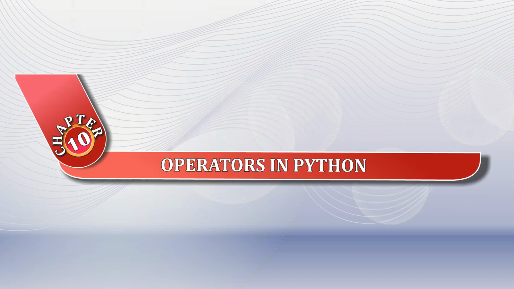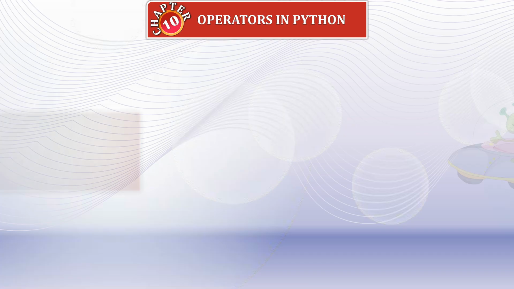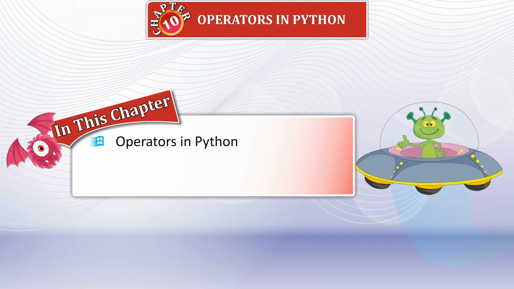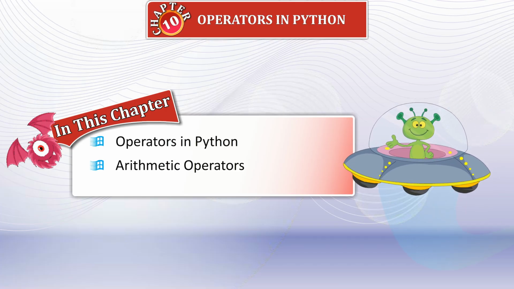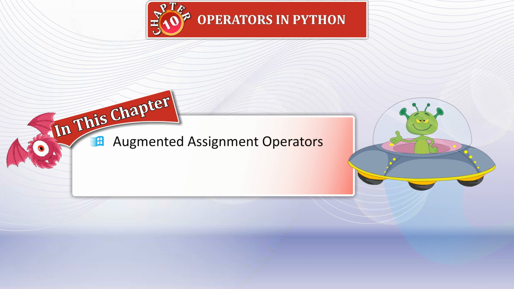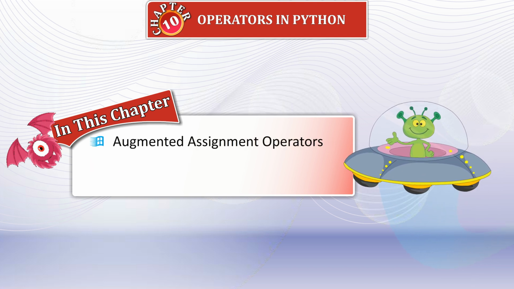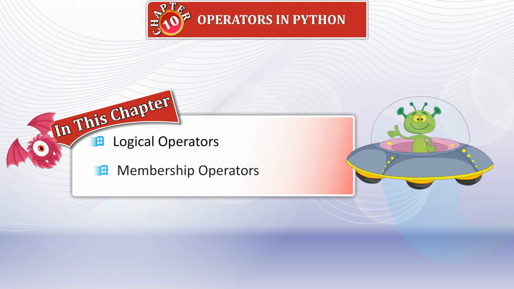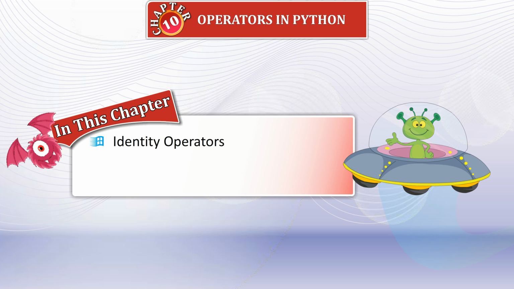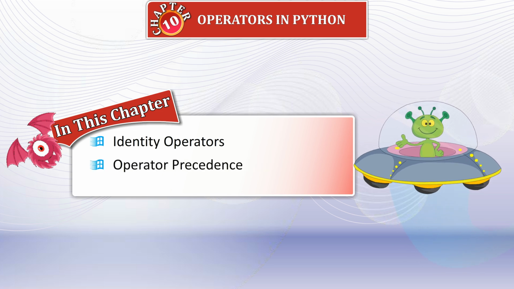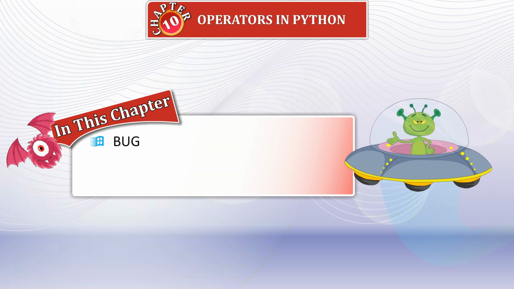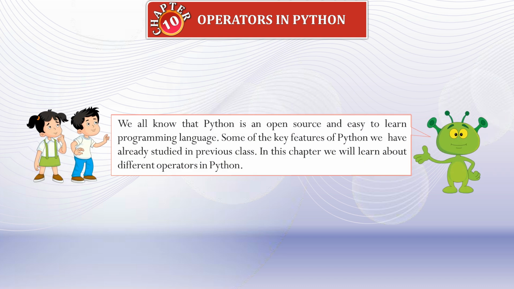Chapter 10: Operators in Python. In this chapter: arithmetic operators, augmented assignment operators, relational operators, logical operators, membership operators, identity operators, operator precedence, and bugs. We all know that Python is an open source and easy to learn programming language.